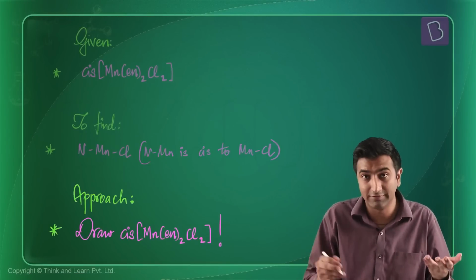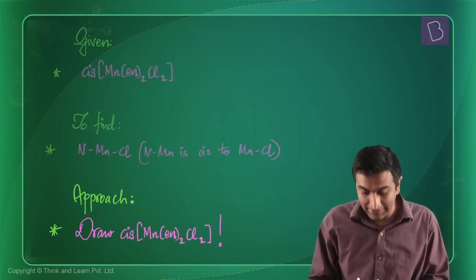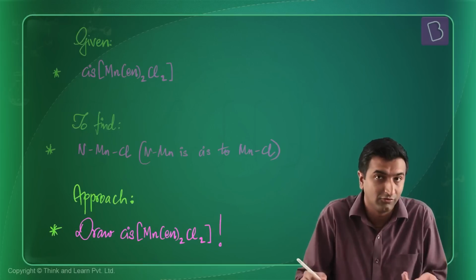All right. So the approach obviously is going to be that we have to first draw the structure. We need to know how cis-[Mn(en)2Cl2] looks. Without that, this is not possible. I don't think you can do this question without that.